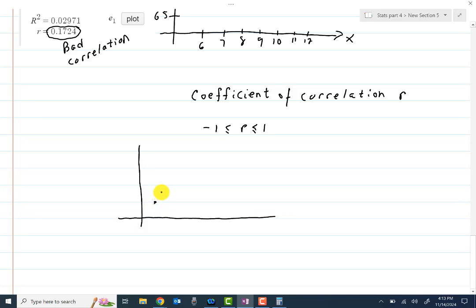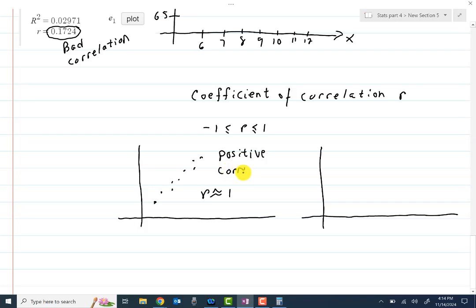If you see a bunch of data lining up like this and in an increasing fashion, you can bet that this R is approximately +1. So this would be called a positive correlation. And then likewise, if you see it going something like this, pretty much lined up, this R is close to -1, and this is negative correlation. Both of these are good.